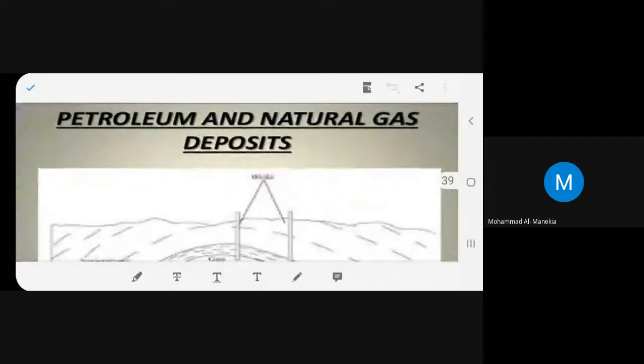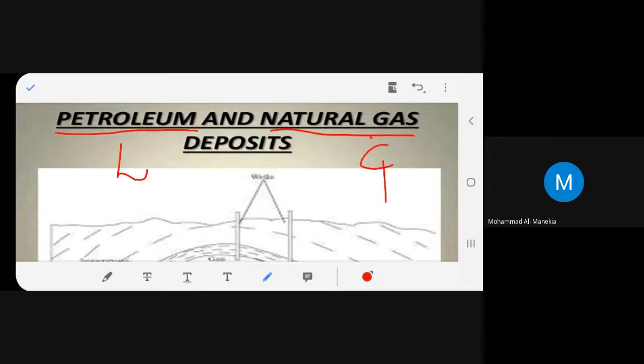So we'll see the petroleum and natural gas deposits. Petroleum is liquid, right, beta? And what is natural gas? It is gas. Either liquid or gas. Yes, one is liquid and one is gas.